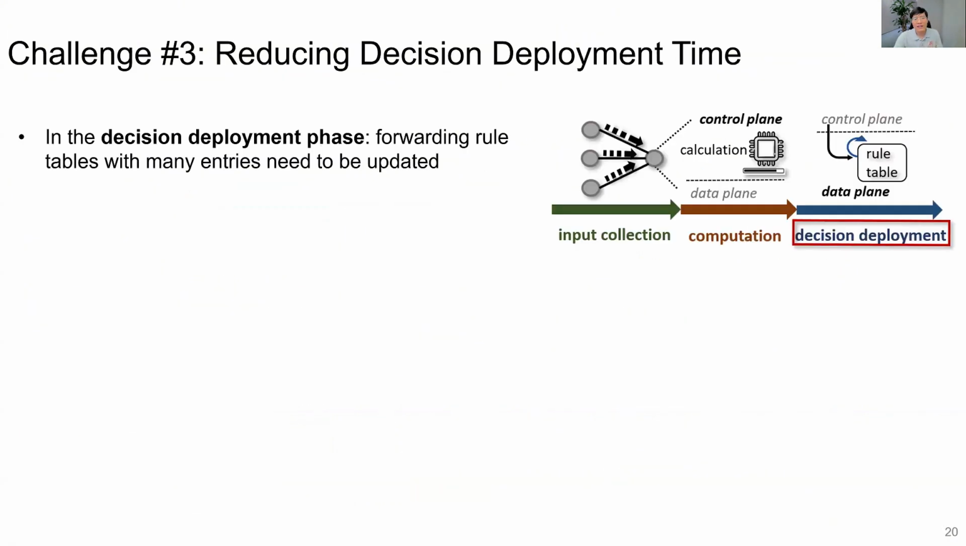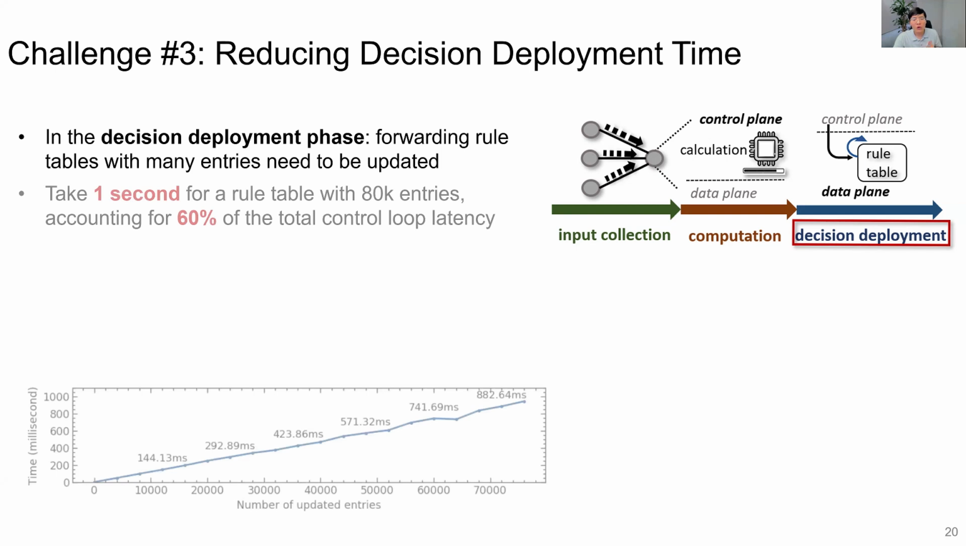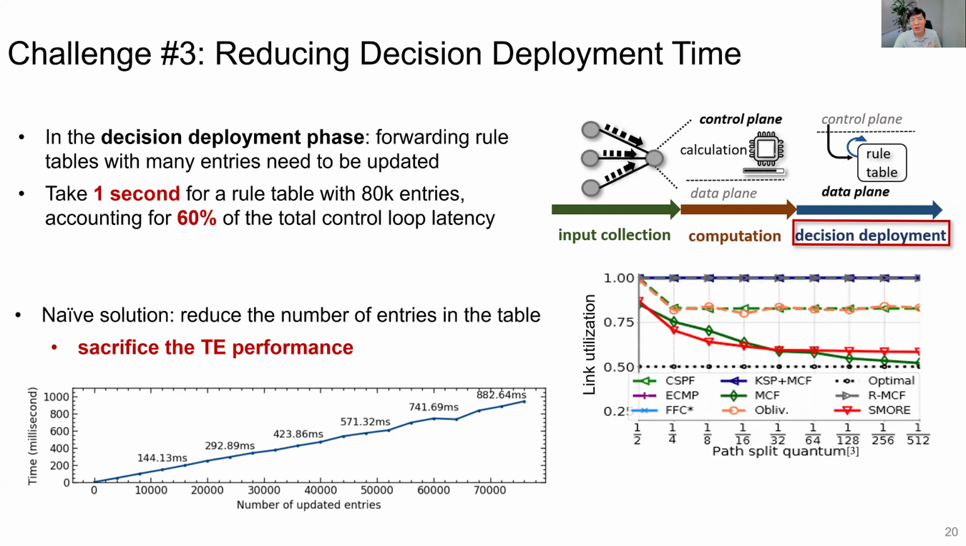Then, we find that the decision deployment time becomes the new bottleneck. In that phase, row tables with many entries need to be updated. For example, for a row table with 80,000 entries, it takes almost 1 second, accounting for 60% of the total control loop latency. If we reduce the number of entries in the row table, it would sacrifice the TE performance, because more entries in the row table enable more accurate traffic splitting.